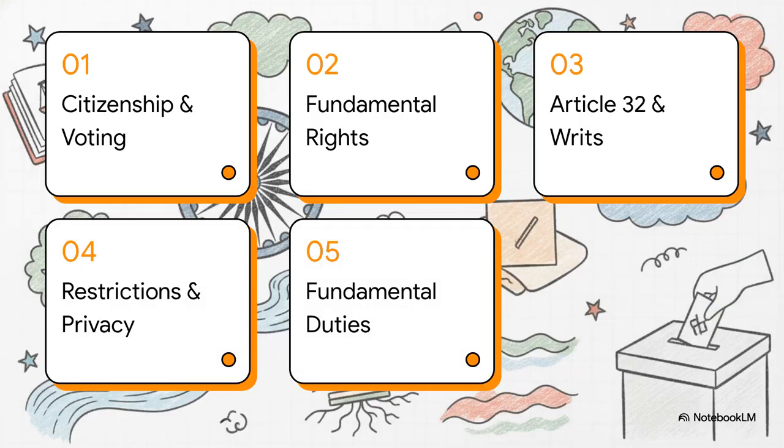Here's our roadmap. We're tackling 5 main topics today: citizenship and voting rights, the 6 fundamental rights, Article 32 and writs, restrictions and privacy, and finally, the 11 fundamental duties. Let's hit those high-yield exam-focused topics head-on.